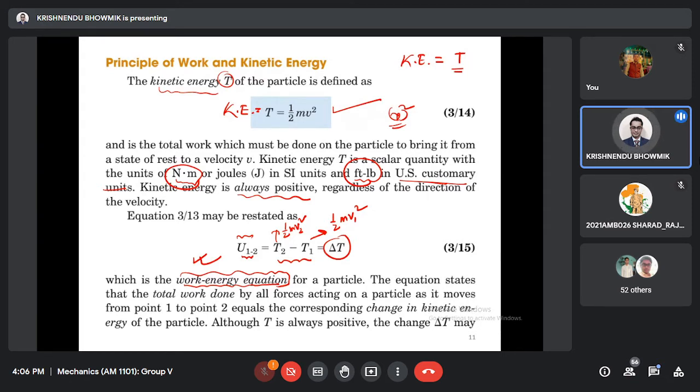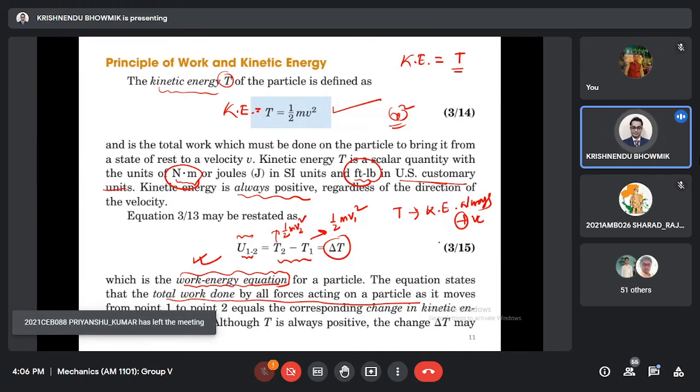The equation states that the total work done by all forces acting on a particle as it moves from point 1 to 2 is equal to the change of kinetic energy of the particle. Now you have to recall, although T is kinetic energy and is always positive, the change in kinetic energy may be negative. That means work done can be positive or negative.